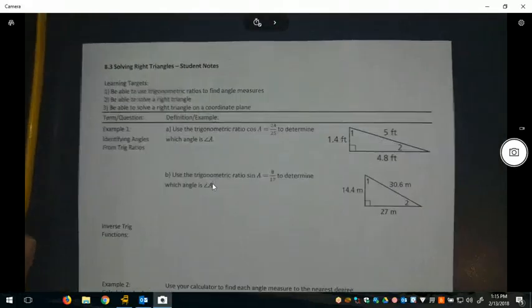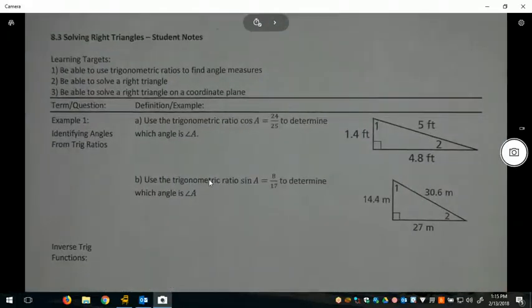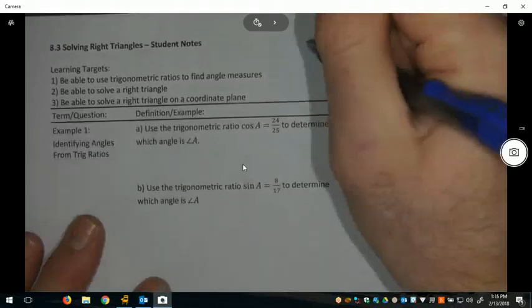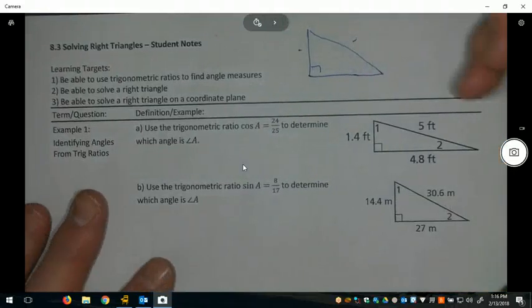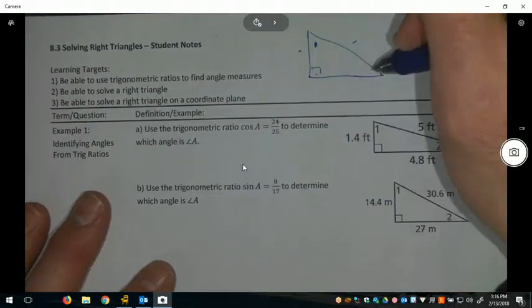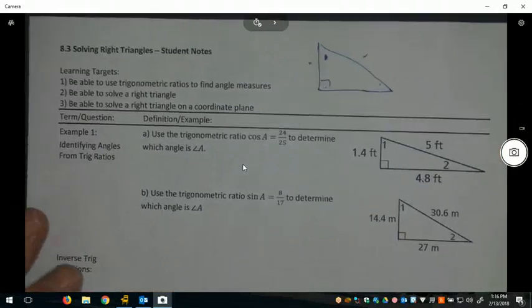8.3, solving right triangles. So far, we've known how to solve right triangles using the triangle sum theorem to find some angles if we had two. If we were given two sides of a right triangle, we could find the third side using Pythagorean theorem. Given two angles of a triangle, we could find the third one using the triangle sum theorem.